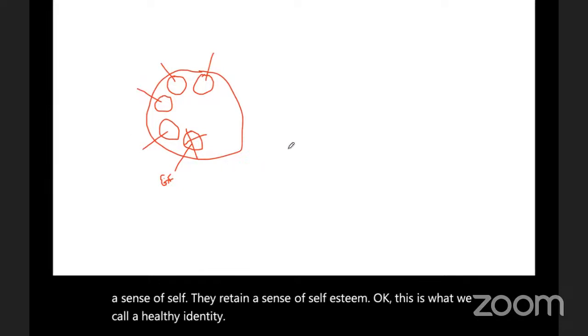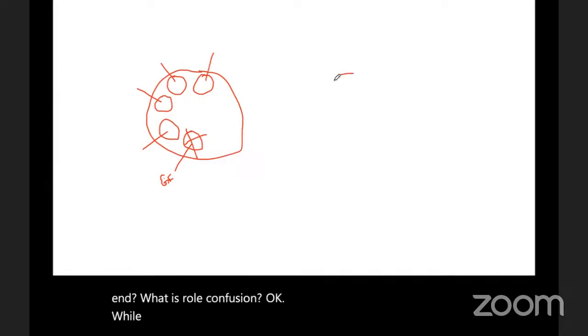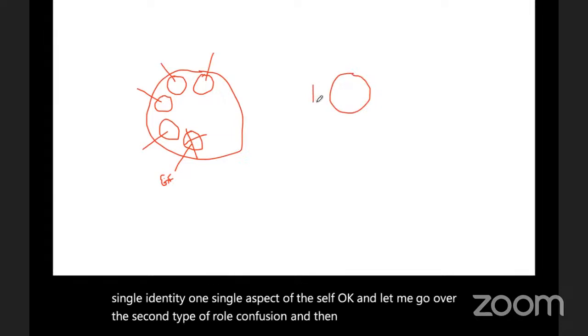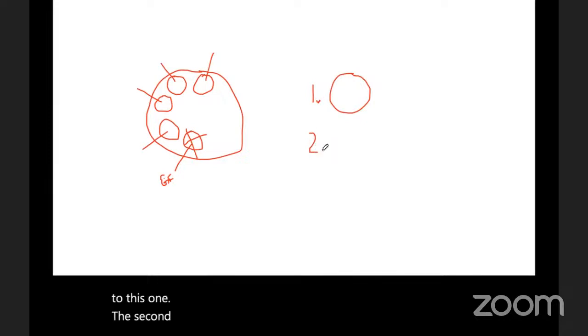So that's on that positive end of identity. What's on the negative end? What is role confusion? Okay. Well, role confusion is when your identity is wrapped up in one single identity, one single aspect of the self. Okay. And let me go over the second type of role confusion, and then I'm going to come back to this one.